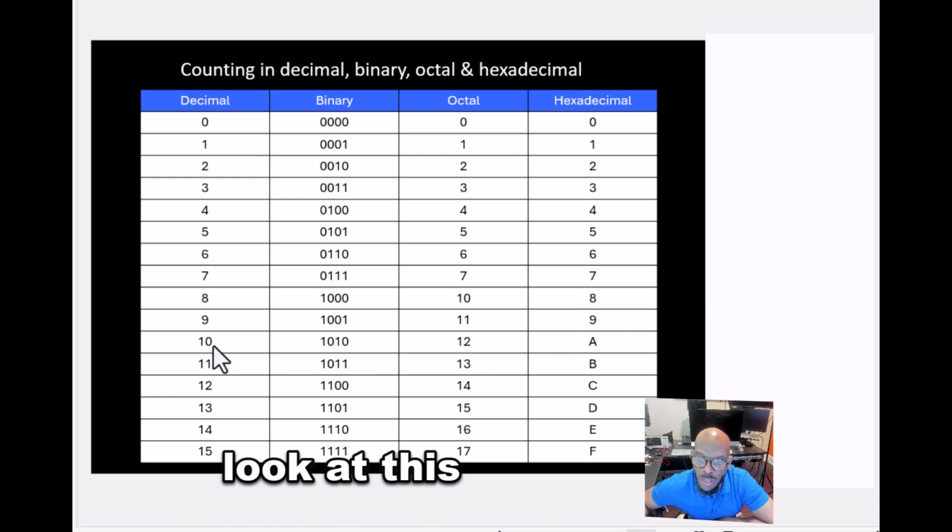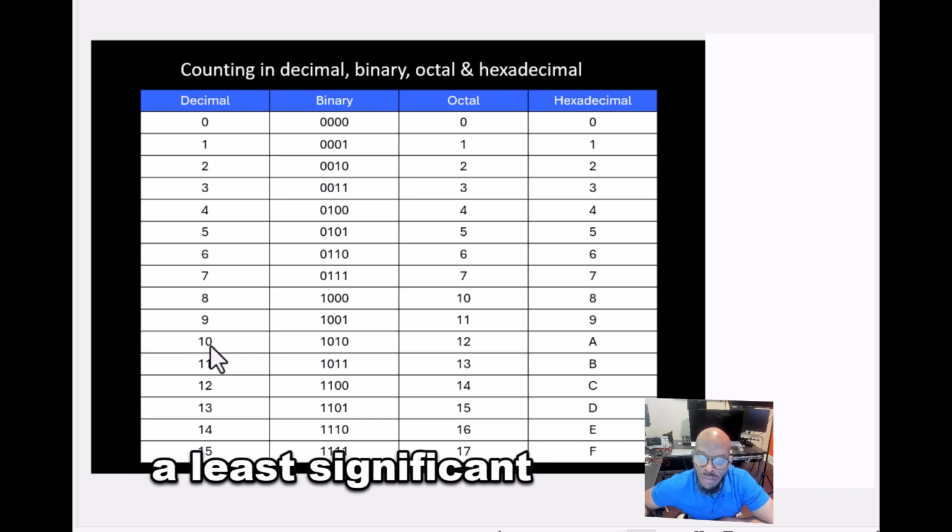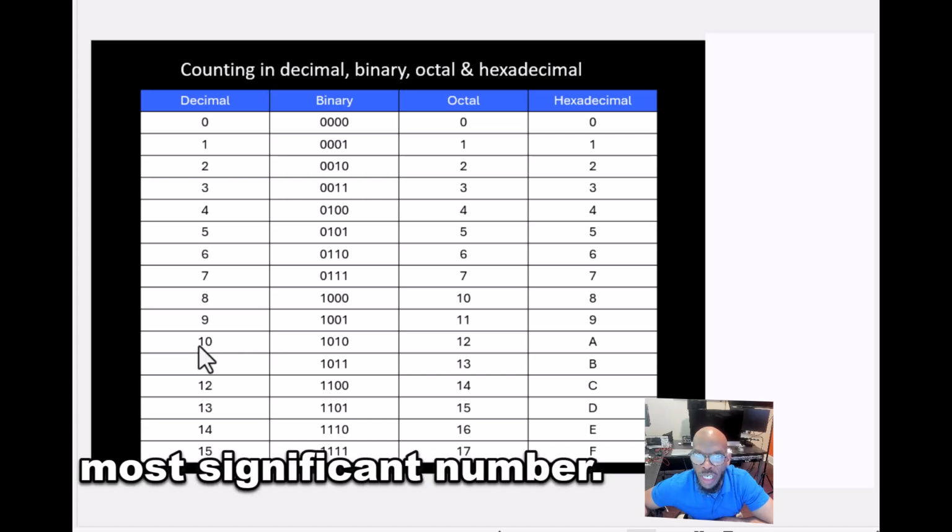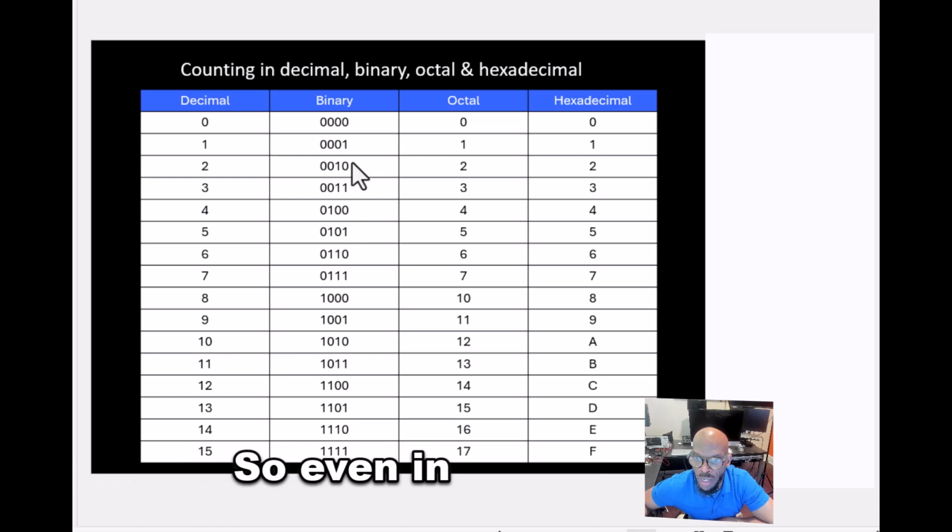Now, if we look at these decimal numbers, or we look at numbers, when you have the 2 bits like this, then you have a least significant number and a most significant number. So even in this right here, you're still going to have a least significant bit and a most significant bit. In this one right here, you have a least significant bit, which is a 0, and a most significant bit. And it'll be the same for here once you get to 10.